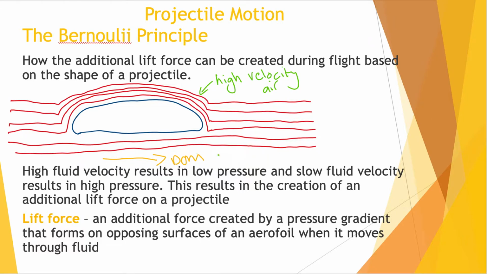I've drawn these closer together because those closer lines represent high velocity air, and the wider airflow lines represent low velocity air. Now, we know about pressure, so high velocity air causes low pressure. Where air is travelling quickly, it creates low pressure. Where air is travelling more slowly, it creates high pressure.